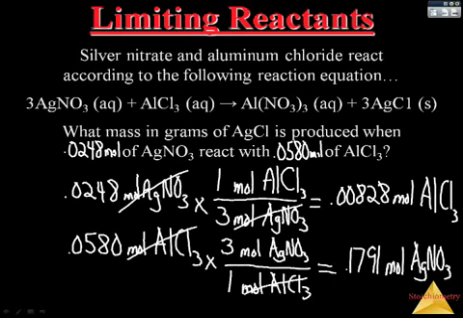Now look at the second equation. From the problem, we know that we have 0.0248 moles of silver nitrate to start with. If it takes 0.1791 moles of silver nitrate to completely react with the aluminum chloride, and we only have 0.0248 moles of silver nitrate, then we'll have to run out of silver nitrate before the reaction gets to completion. This, too, means that the silver nitrate will be the limiting reagent.